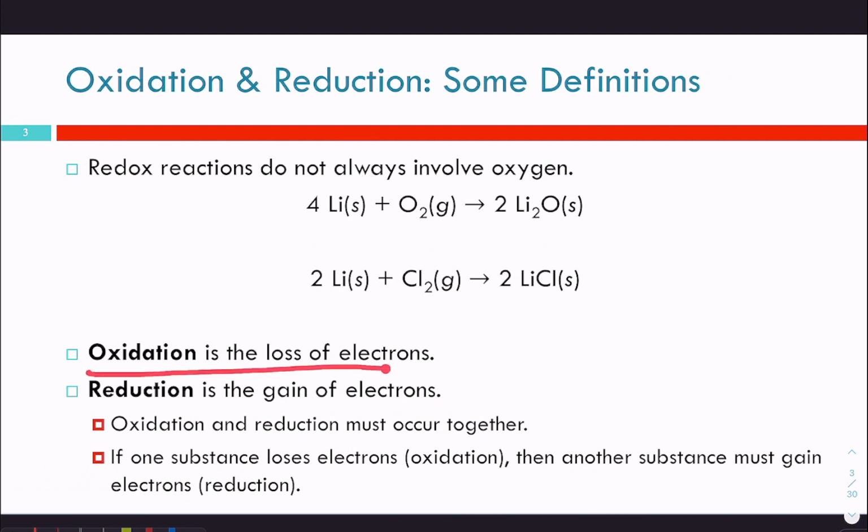But again, oxidation is loss, reduction is gain. And you can combine this into a single term, redox, because they always have to occur together. So if something is oxidized, then something else is reduced. Those electrons have to be transferred.